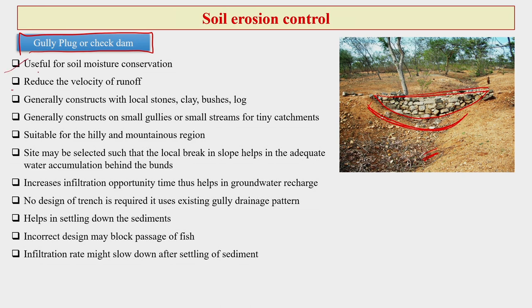It reduces the velocity of runoff. Suppose the water is flowing from this side, it will definitely reduce the speed and thus the faster way of losing soil from the system. Generally, it is constructed with local stones, clay, bushes, etc. Generally, the community can be asked to construct it on small gullies or small streams, but definitely for large volumes of water it's not suitable, it can't withstand.